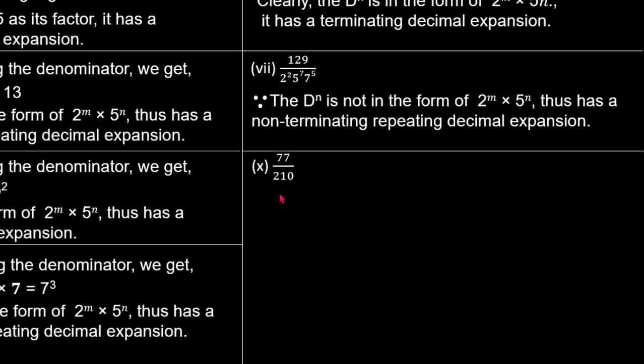77 by 210. Let us try to first simplify it, because this should be a co-prime number. In earlier cases also, you please remember that you have to simplify it. It has to be co-prime. Similarly, also write the word repeating here. Whenever it is non-terminating, it is repeating. We have seen. So please make the correction or add this word repeating in these 3 cases. So if you simplify it, you will get 11 by 30.